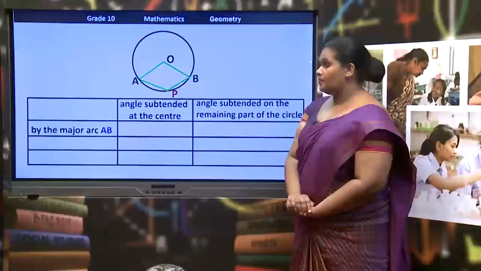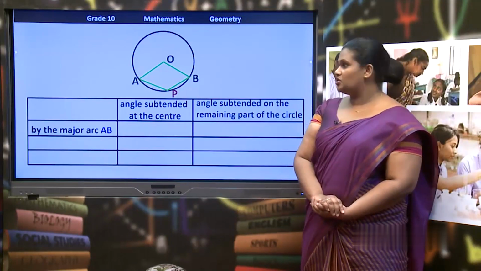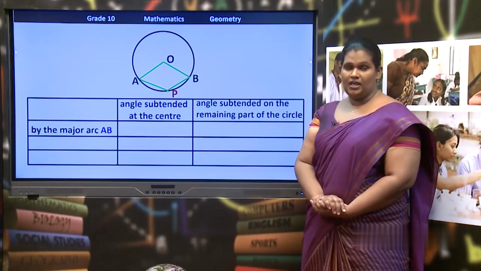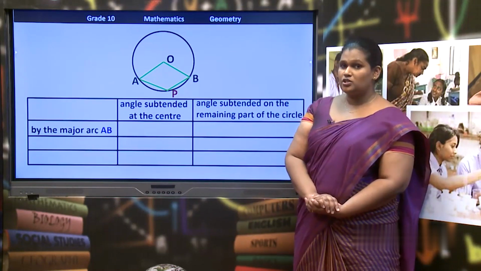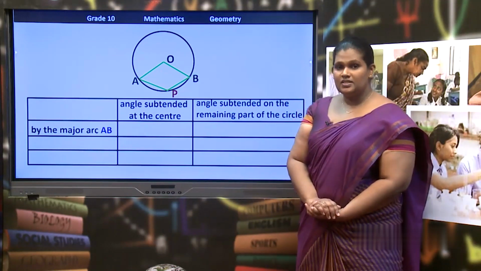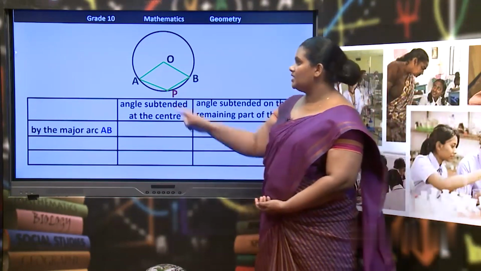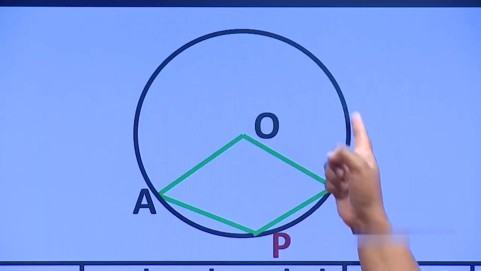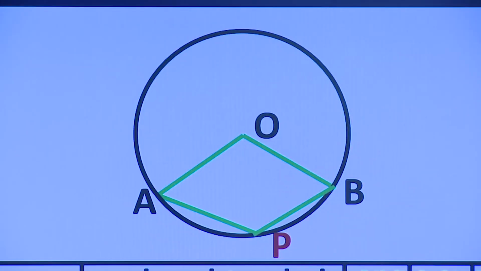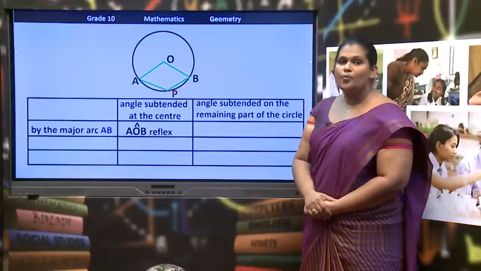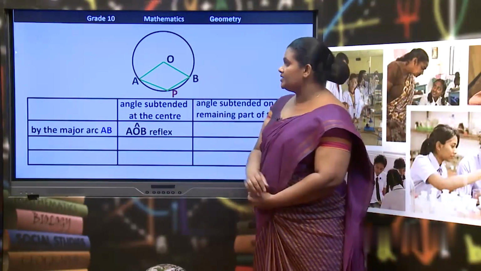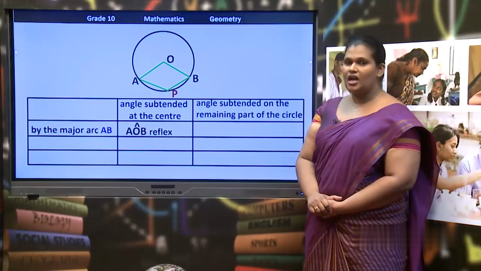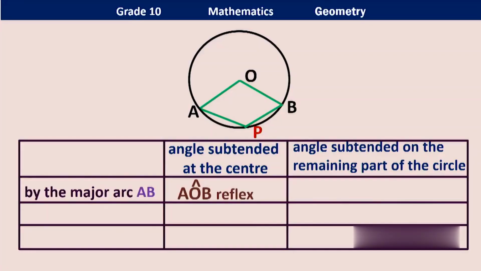circle. Right. But if I name it as just angle AOB, what would happen? Previously also we got some equal angle. When I consider angle AOB, I can have the smaller one or the larger one. Therefore, we have to mention it clearly as the reflex angle AOB. Now, here the angle subtended at the center by the major arc AB is the reflex angle of AOB.